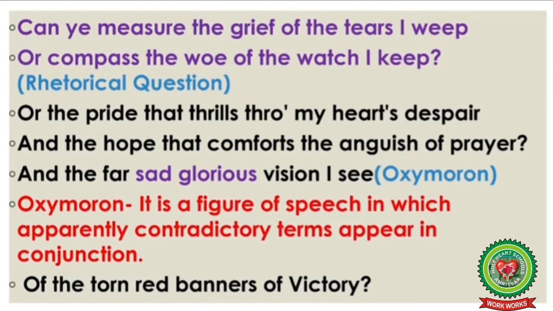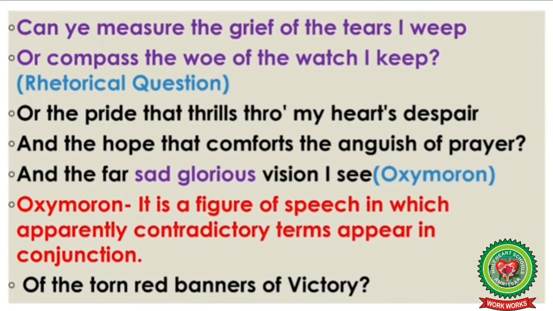So children, the color red signifies here the color imagery. Sad glorious vision. The literary device used here is oxymoron. Oxymoron is a figure of speech in which apparently contradictory terms appear in conjunction. See children, glorious, full of glory, but the glory comes with sadness. So these are two opposite terms. That is why it is known as oxymoron.